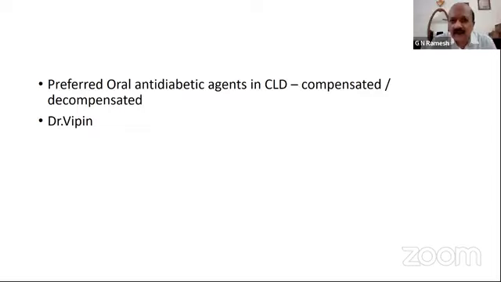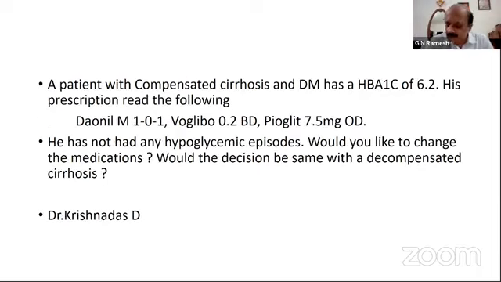Decompensated, Child C. Child C, if possible, avoid all OHAs, but I use linagliptin or a DPP-4 inhibitor even in Child C patients, because with insulin alone, it was very difficult to control blood sugars in Child C, many of the patients who are on basal bolus. Wonderful, wonderful. I don't really use Vildagliptin because there's a concern about Vildagliptin.